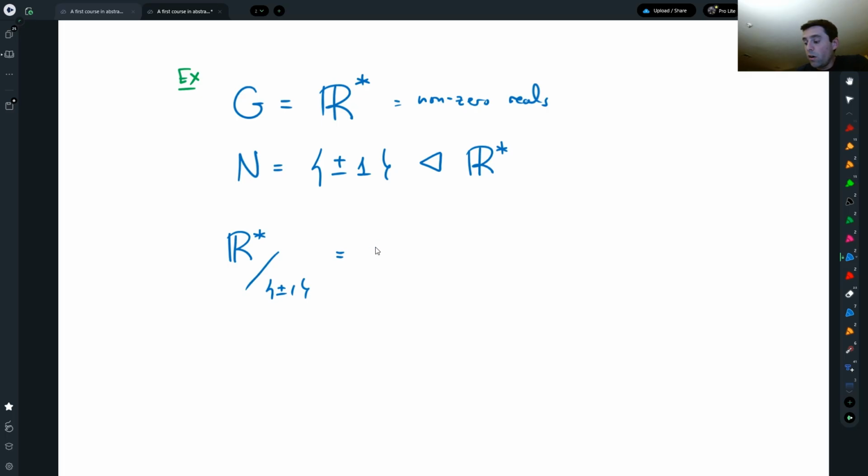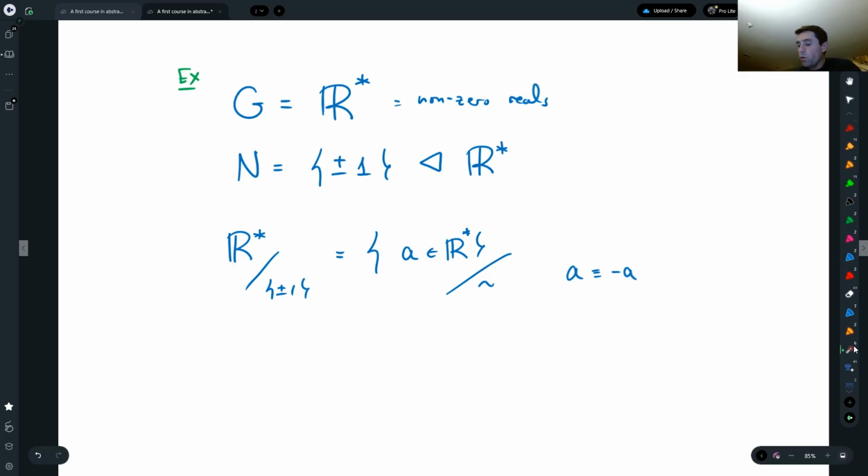So the cosets are going to be basically given by the absolute value of a real number. So these are going to be real numbers modulo the identification that a is the same as minus a in the real line. Okay, so this is an example of an infinite group, a finite subgroup, and the quotient is infinite again. If you want, we can actually make an isomorphism to the real positives under multiplication.